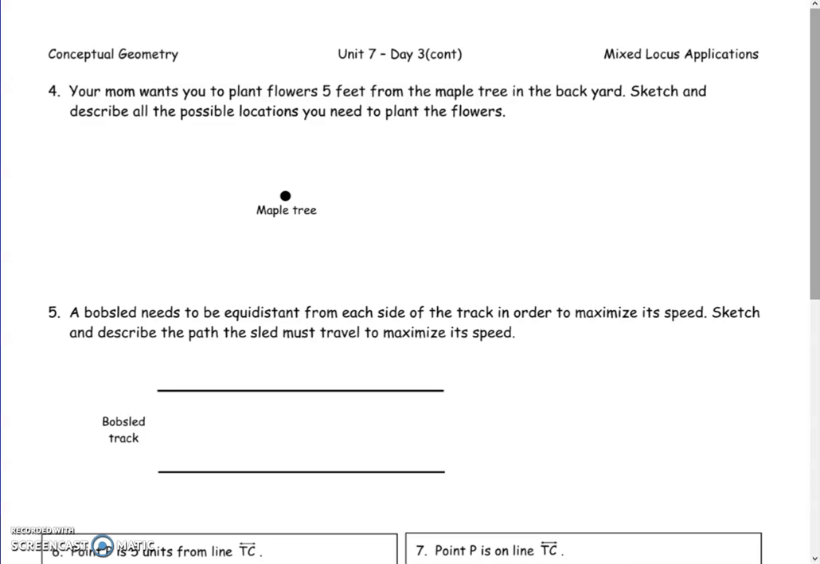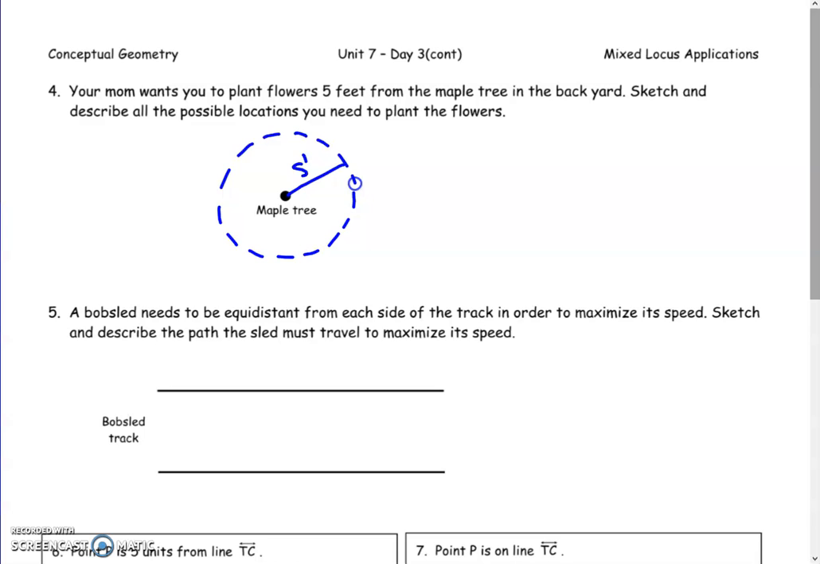Number 4, your mom wants you to plant flowers 5 feet from the maple tree in the backyard. Sketch and describe all the possible locations you need to plant the flowers. As we said in the previous lesson, view these as you're looking down from up above, like if you're in a hot air balloon or from a drone. So the maple tree would be a point, and if you want to plant flowers so that they're all 5 feet from the base of that tree, you would plant them in a circle around the tree. And the radius of that circle would be 5 feet. You know, kind of like the mulch around the tree.